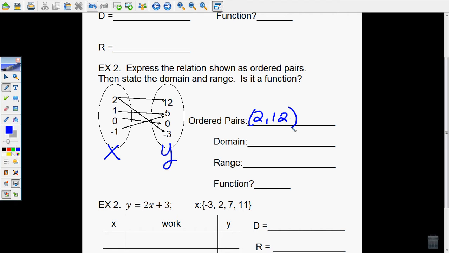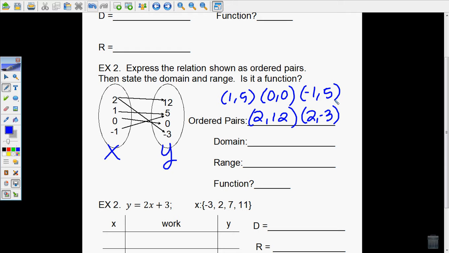Then 2 also goes with -3, so (2, -3). And then I have (1, 5), and I have (0, 0), and I have (-1, 5). That is how simple it is to go from a mapping to ordered pairs.